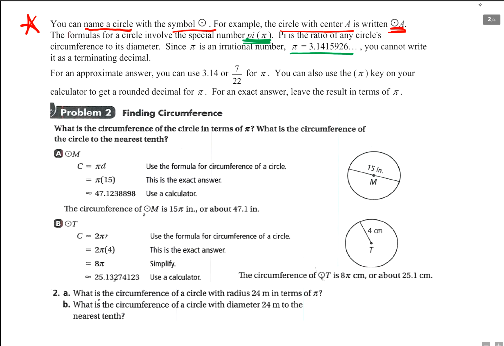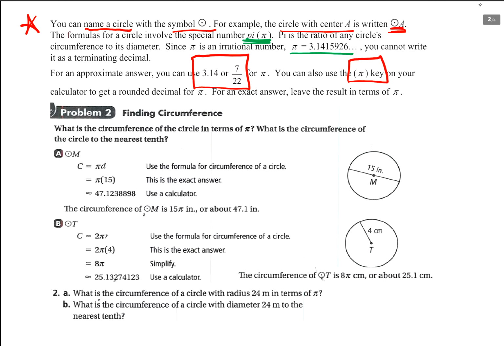And so we can use 3.14, 22 over 7 if we need a fraction, and we can use the pi key on our calculator. You can also use 3.14159. The accuracy of pi is dependent upon the accuracy required in your problem. Okay?